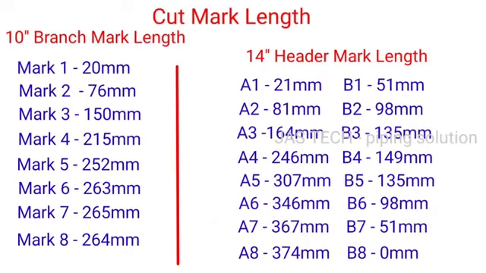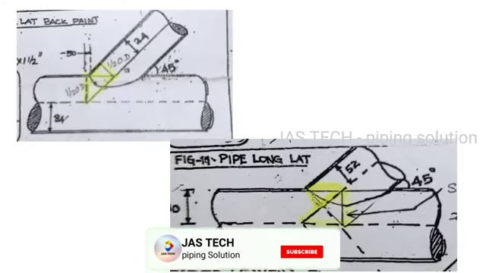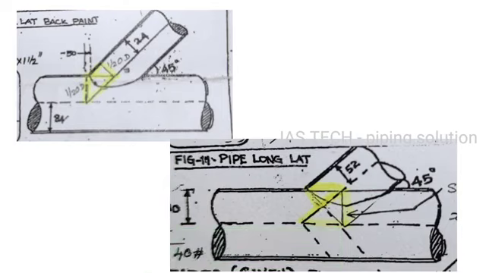14-inch header, 10-inch branch, schedule 10S, 16 divisions, cut mark lengths are listed here. Lateral header and branch marking method, lateral back point, pipe length of lateral, and reference line marking: all these topics I will explain in a separate video.